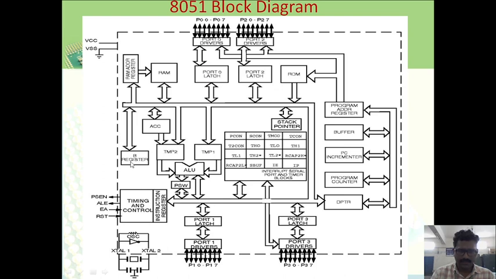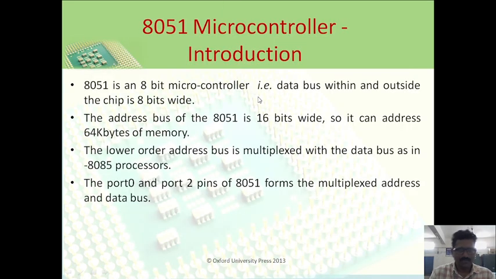This is register B, and these are the temporary registers, accumulator, ALU. So this is the block diagram of the 8051 microcontroller. 8051 is an 8-bit microcontroller, that is, the data bus within and outside the chip is 8 bits wide. The address bus of the 8051 microcontroller is 16 bits wide, so it can access 64 KB of memory, right?